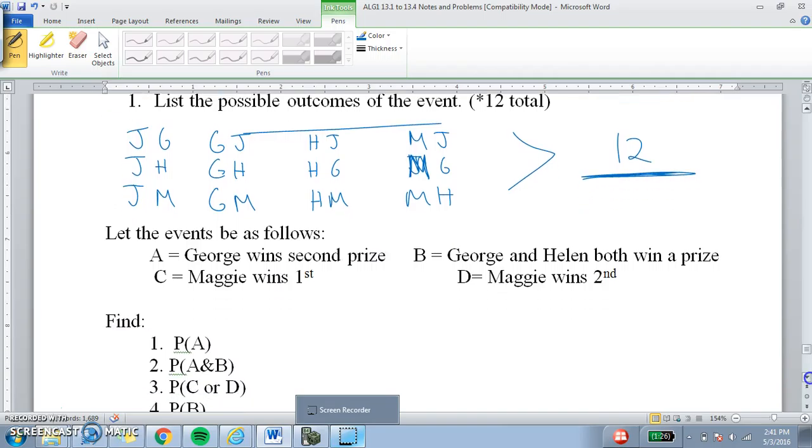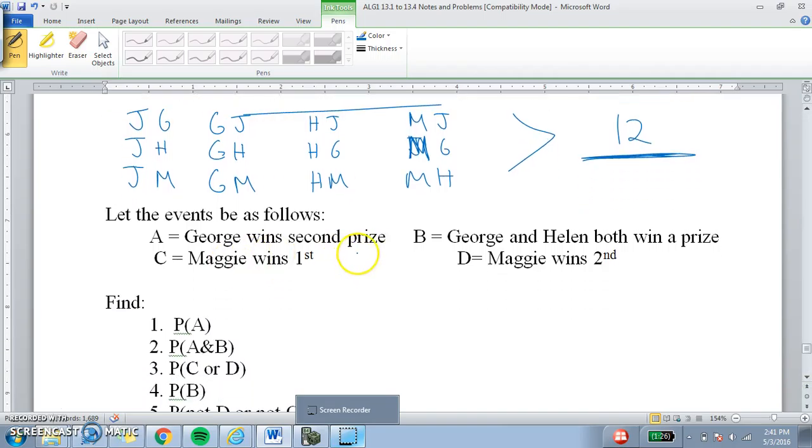Okay, so let the events be as follows. Event A, George wins second prize. Well, he wins second here, here, and here. So there's 3 ways George could win the second prize. Event B, George and Helen both win a prize. George and Helen won here, and George and Helen won here. Either George gets first or Helen gets first, and the other person gets second, so that's only 2 possibilities. Event C, Maggie wins first. There's 3 ways that Maggie wins first. Event D, Maggie wins second. There's also 3 ways that Maggie wins second. Here, here, and here.